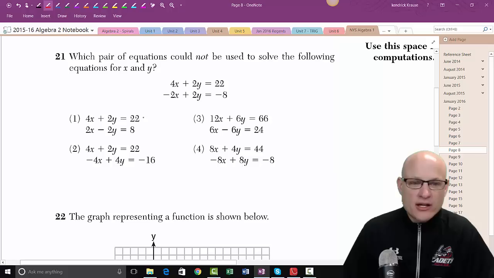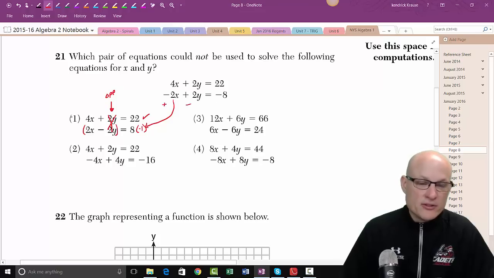This one did not change, so that one's okay. This one changed. Notice right here we have a pair of additive inverses or opposites, right? So if I added those, the y's would cancel. And that's okay, but how did they do that? Oh, they took this equation and they multiplied both sides by negative 1. So this became a positive, this became positive, this became negative, and this became positive. That's legal. We want the one that's not. So that one's fine.